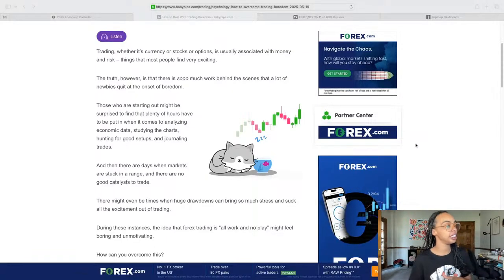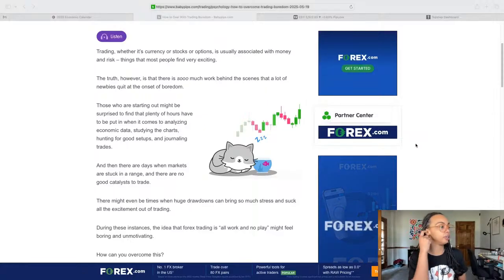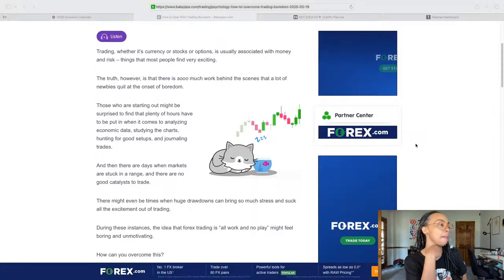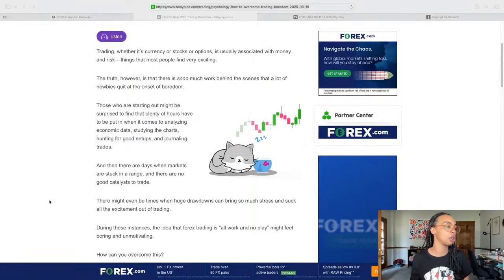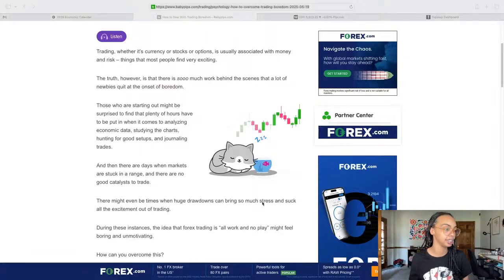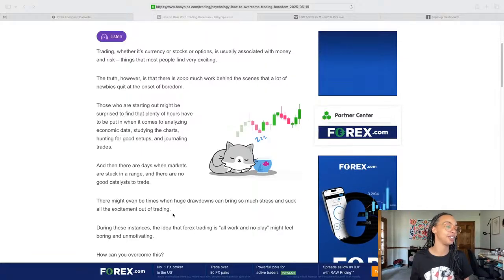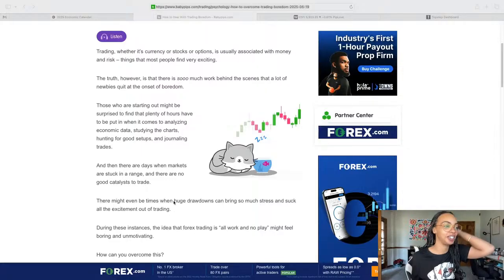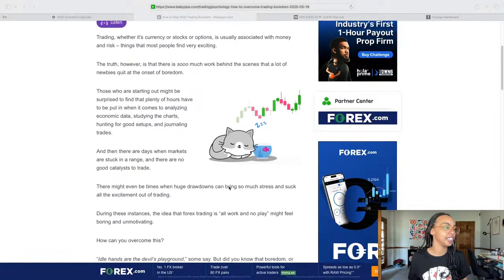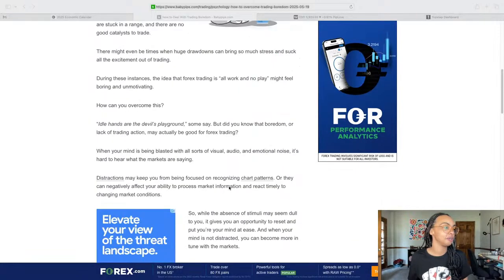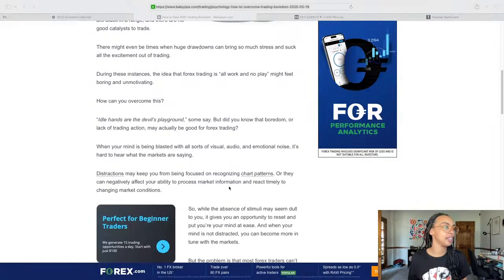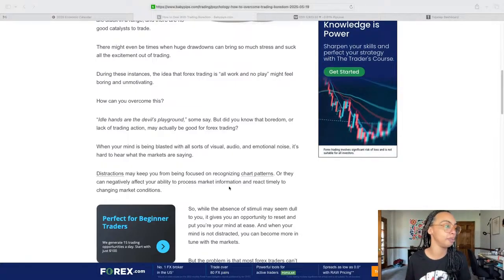And there are days when markets are stuck in a range and there's no good catalyst to trade. There might even be times when huge drawdowns can bring so much stress and suck all the excitement out of trading. That's what Ty was talking about. Yeah, I can see the excitement not being there, definitely. All right. So during these instances, the idea that Forex trading is all work and no play might feel boring and unmotivating. So, how can we overcome this?